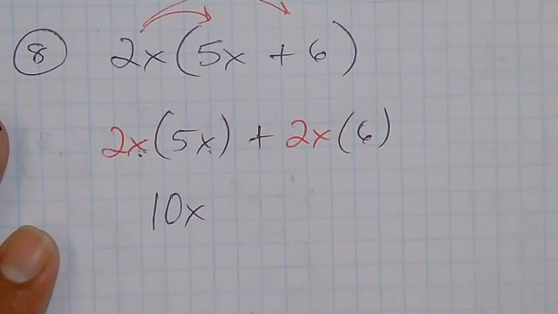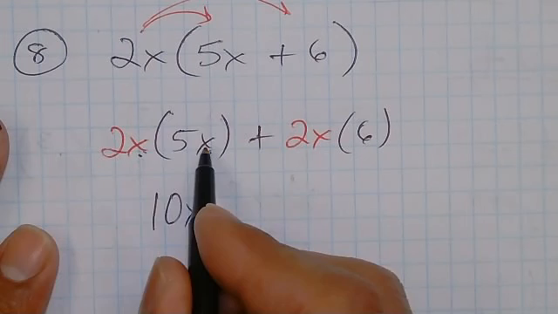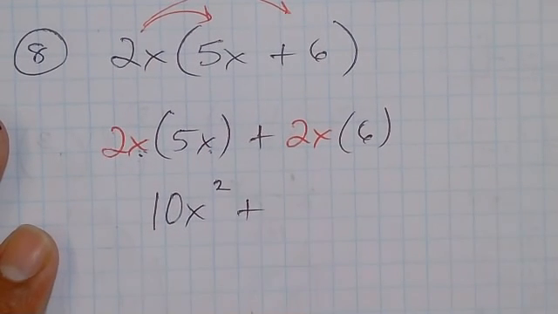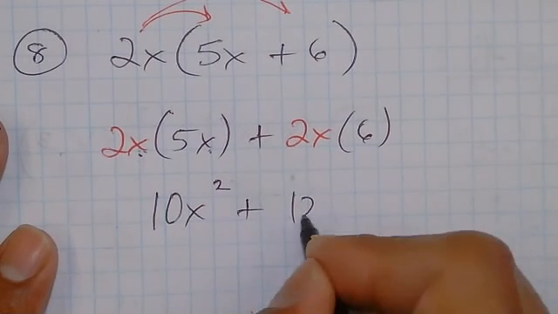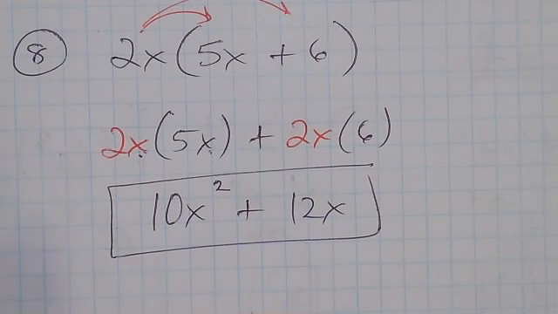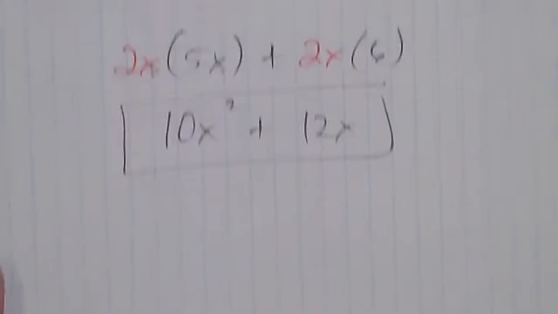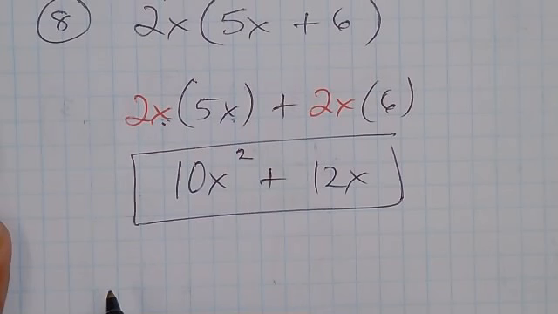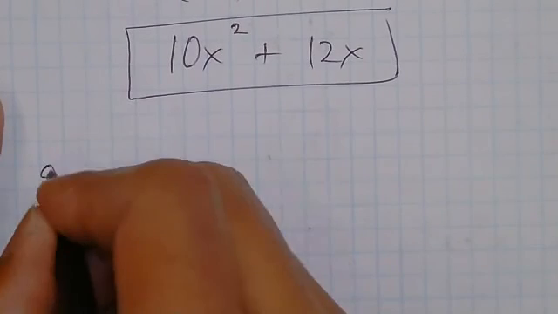What's going to be the first term here? 10x. x and another x, or 1 plus 1? 2. Plus 6 times 2 is 12, and there's an x, so 12x, that's it. Okay, last one. Everybody got that one?